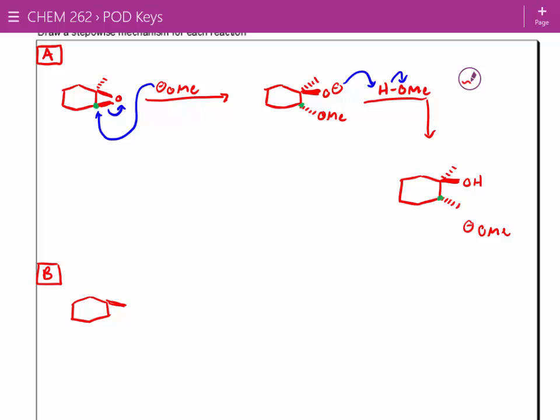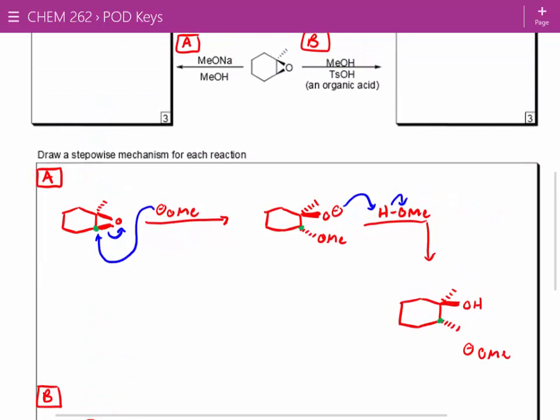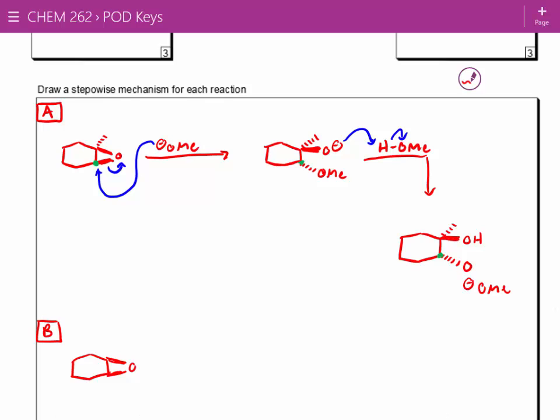You forgot methoxide. What's that? You forgot methoxide on the cyclohexane. Oh, thank you. I did.